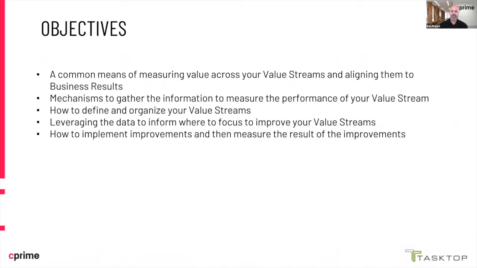We're going to talk about mechanisms for how to gather that information, how to define and organize your value streams, really to give you the visibility for what they look like. And then with this measurement data and a common taxonomy for how to look at the data and talk about the data, we're going to figure out how you use that information to focus on where to improve your value streams and turn that insight into action.